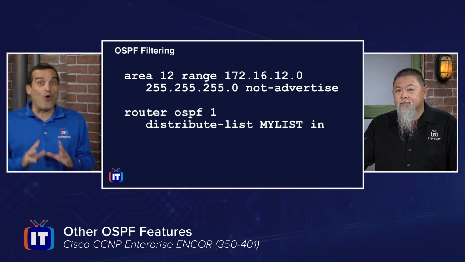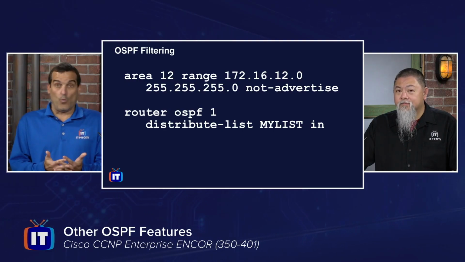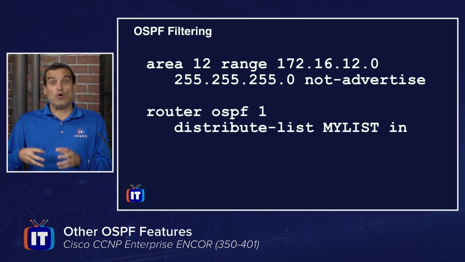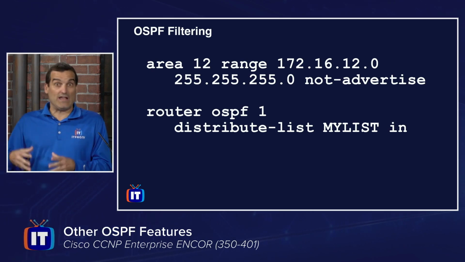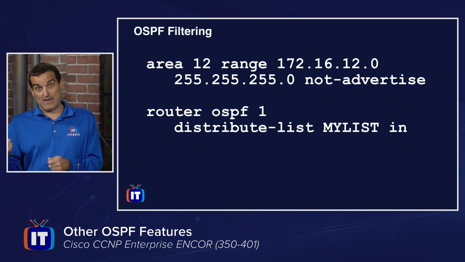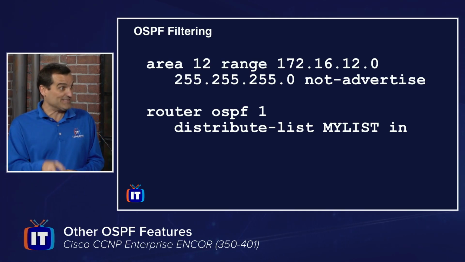Yeah, this is almost in the category of like stupid router tricks, right? But what a cool, easy way. So here, we don't want to advertise for whatever reason the 172.16.12, like into the backbone, for example, from area 12. So we just specify it and say not advertise. Yeah. And it will advertise everything else but that specific subnet.